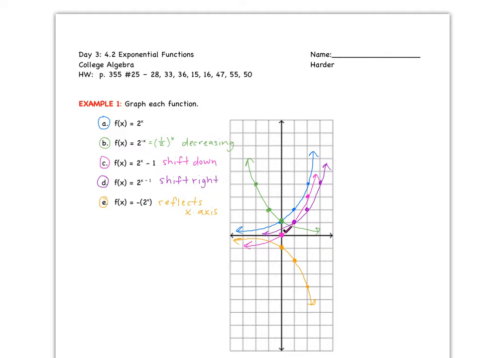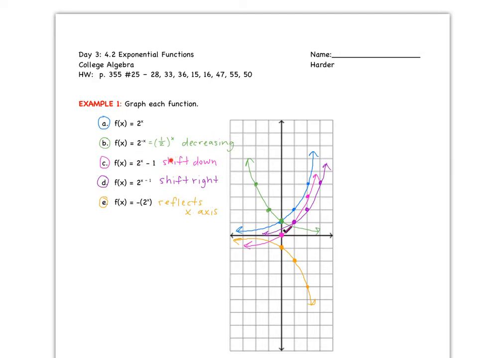So again, if we were to create a table of values, when x is 0, we get 1. When x is negative 1, that's where we get y to be 2. And when x is negative 2, we get this. So what we should notice is this is a decreasing function. But what happens in part C, where we have f of x equals 2 to the x minus 1?